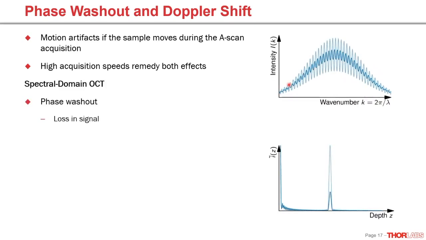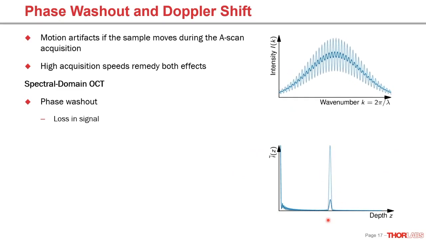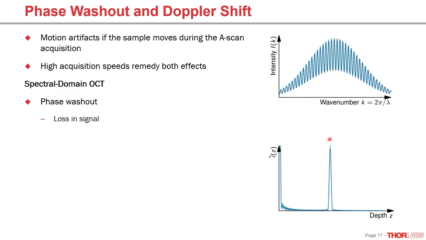What will happen is that the signal will average each other out because we have different phase situations that will be integrated upon, and in this case it's not shown as integration but rather as averaging, and the peak will lose its signal strength. It will still be at the correct position, but it will be much weaker than it was originally without this axial motion in there.